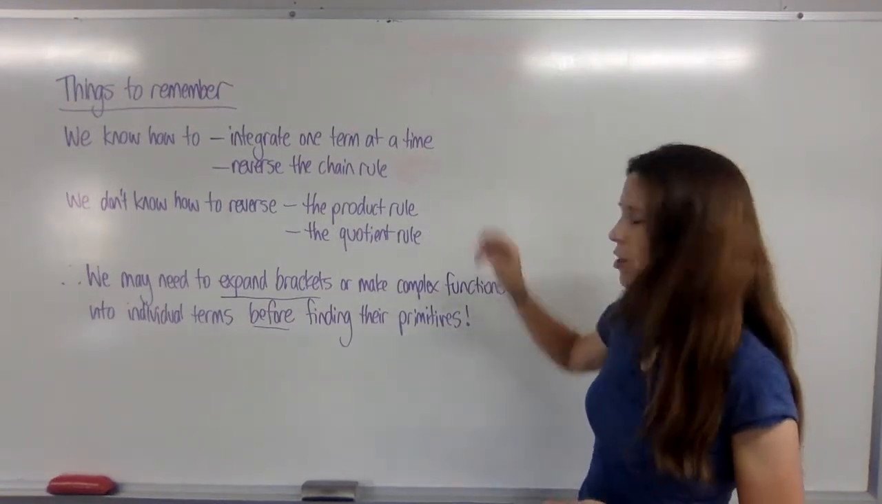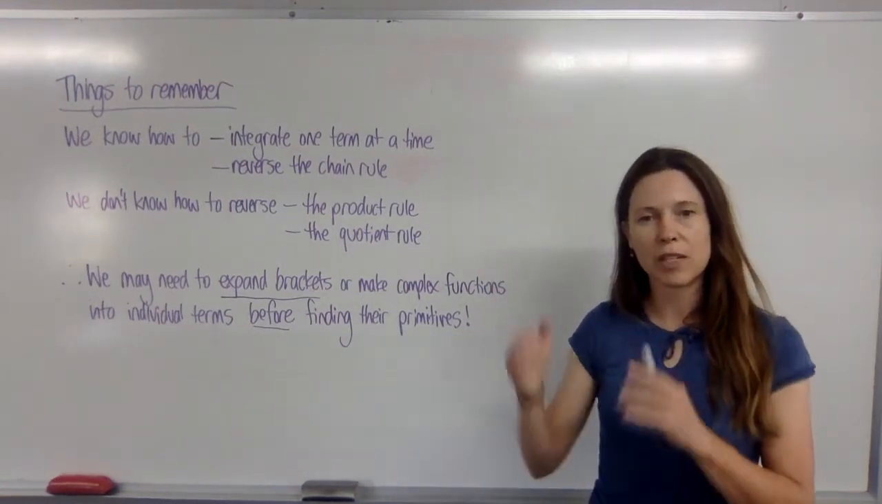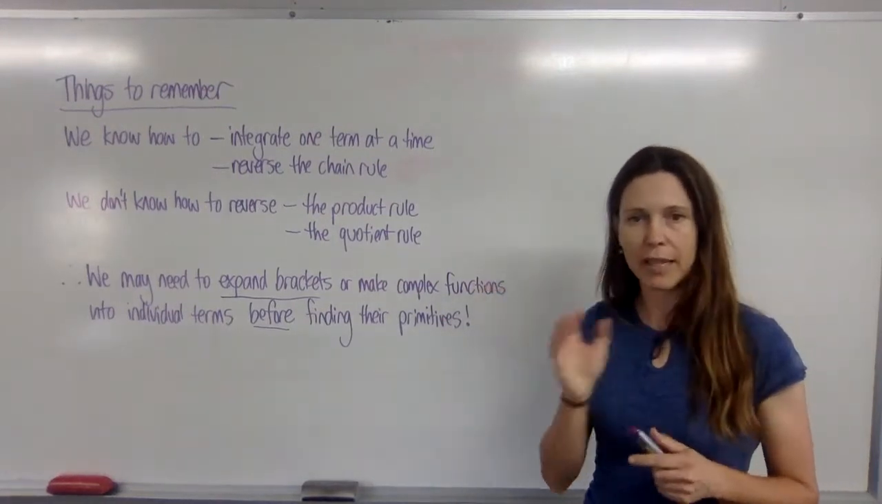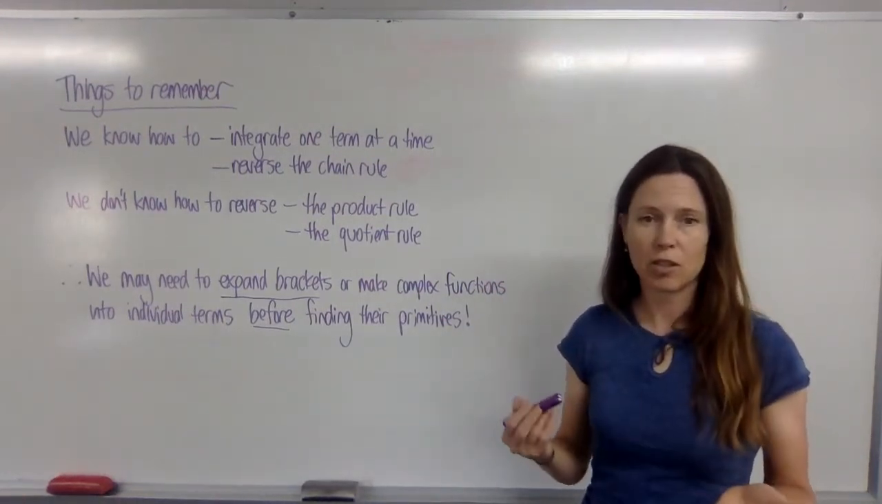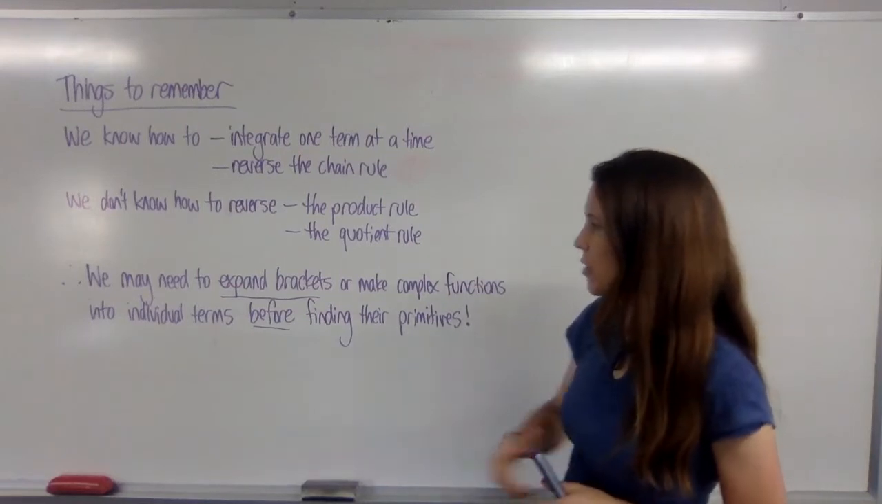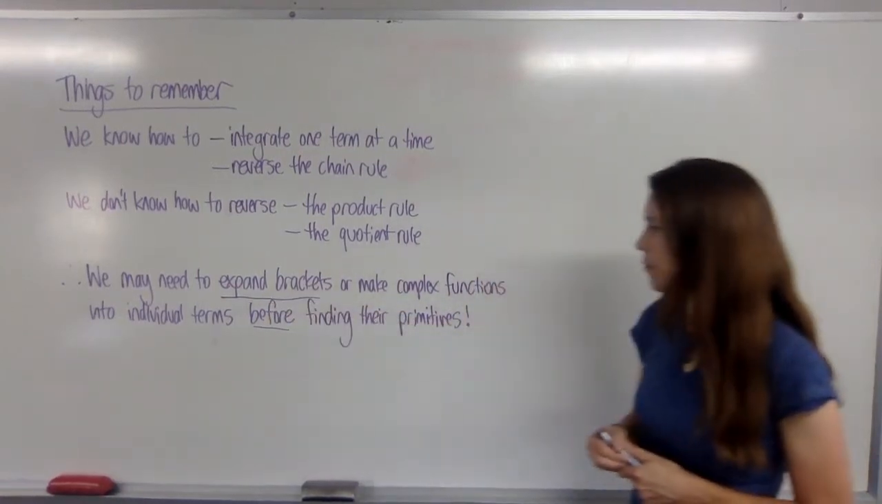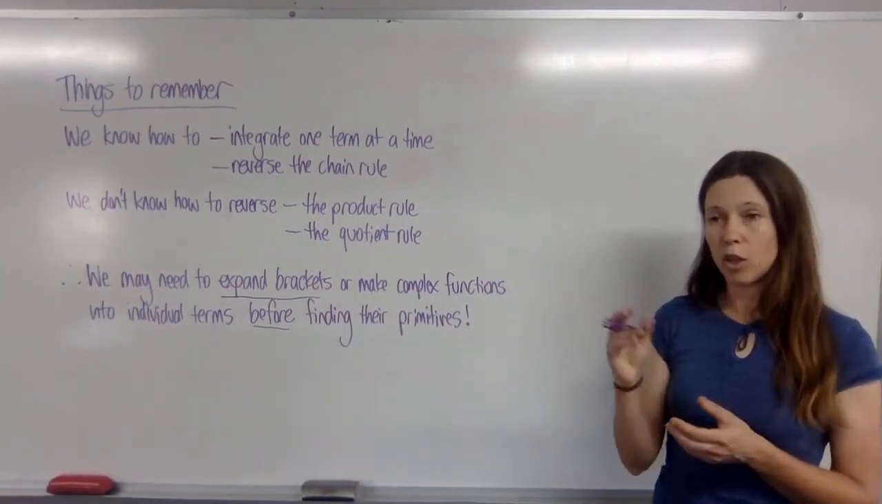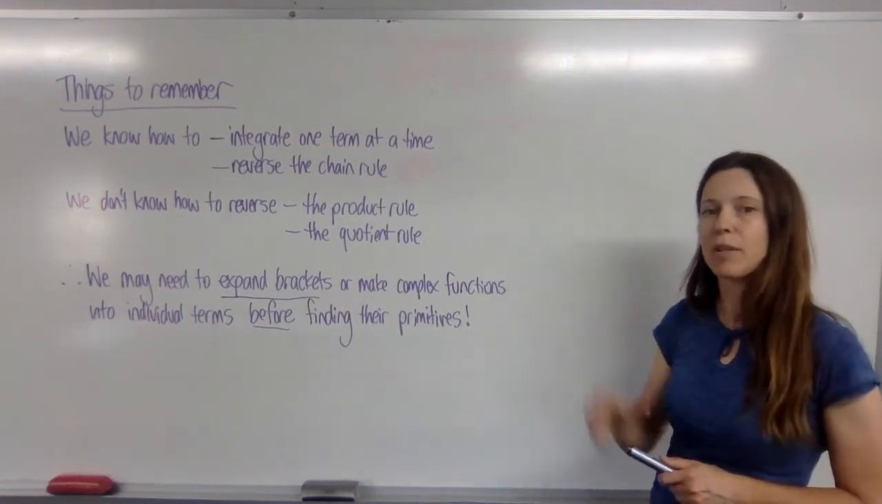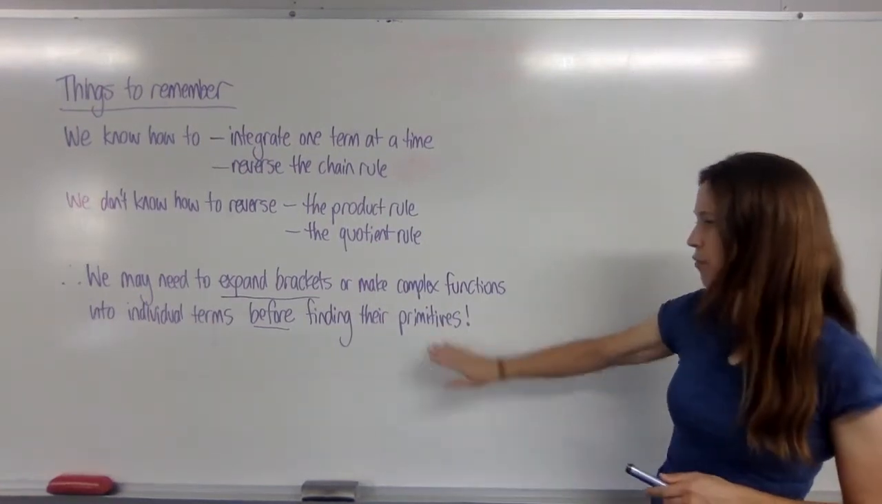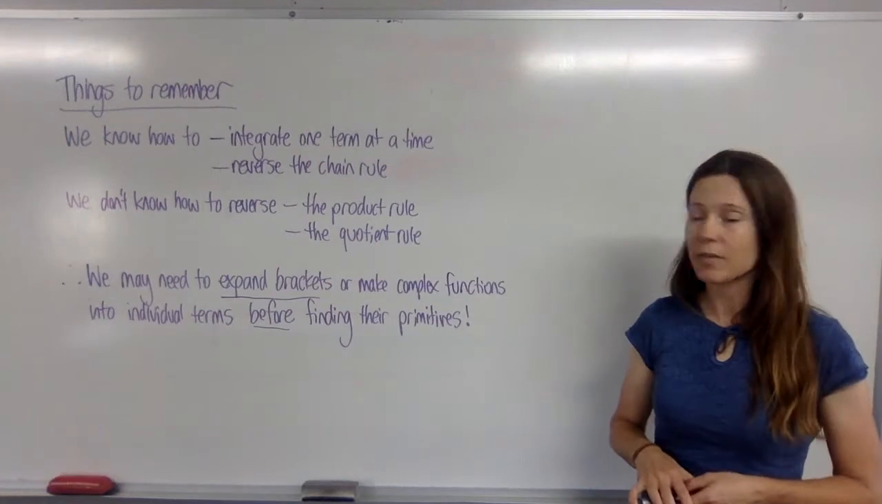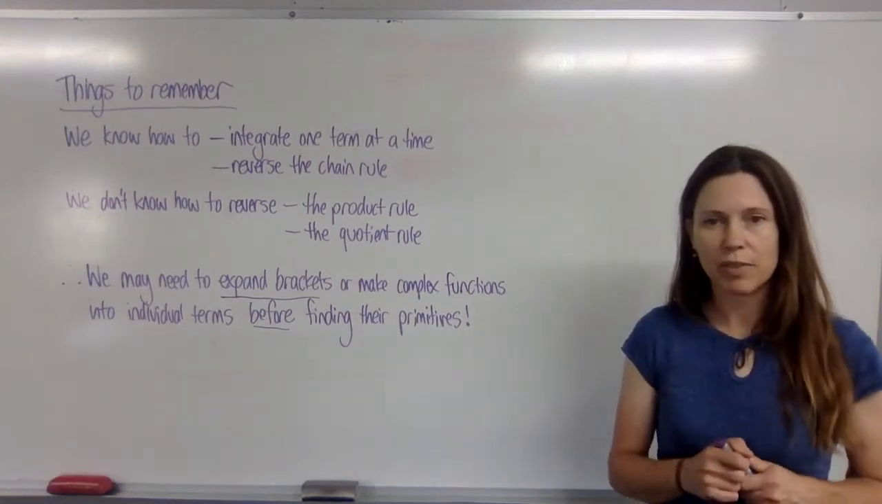So if you see a function that looks quite complicated and it's got several functions of x multiplied together or divided, we need some other strategy. And the strategy would be that you might need to expand your brackets or take complicated looking fractions and make them into individual terms before you start to find their primitives. Let's look at a couple of examples of that.